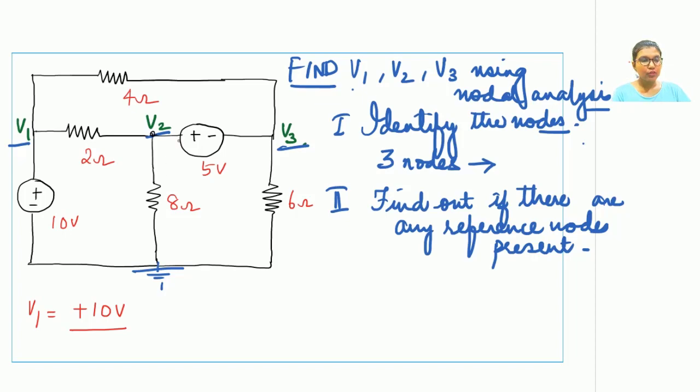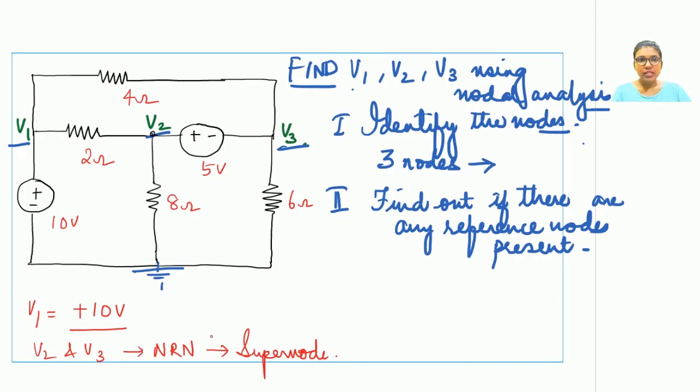Let us now check with the node voltages V2 and V3. We had already checked in our first slide itself, and V2 and V3 had come out to be non-reference nodes. In fact, V2 and V3 were forming a supernode. Now, is there any advantage of having a reference node in the circuit? Yes, it certainly has an advantage.